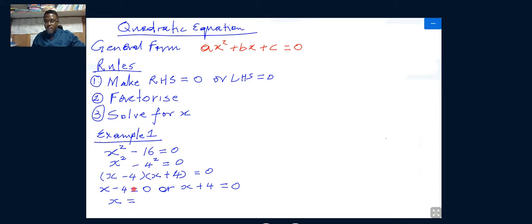Remember the rules of equality. What you do on the left hand side, you do on the right hand side. So on the 0, we are going to have 0 plus 4. This gives us x equal to 4. I hope you are clear. Even here, let me just do this. Plus 4 subtract 4 equal to 0 subtract 4. X is equal to negative 4. That's it.